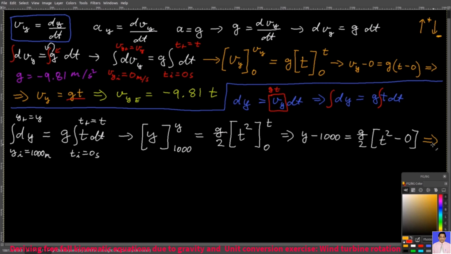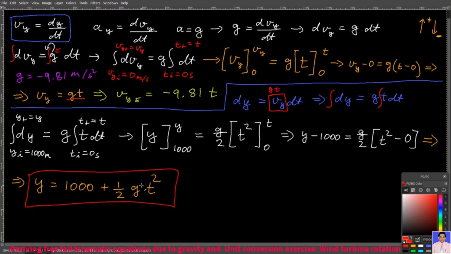And so ultimately, I will have y equals, and then this 1,000 will go to the other side. So 1,000 plus 1/2 times g times t squared. And so that's a function for the position values. Here for g, you can simply put the gravitational acceleration for the Earth, Mars, Moon, or the Sun. Since your g is negative, you can see that as your time increases, your y becomes smaller and smaller with time.